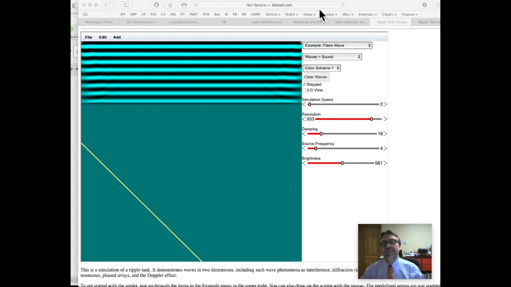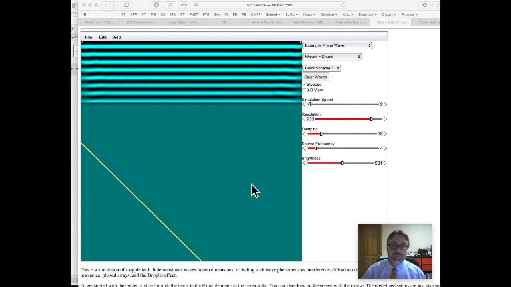But what you see at the top here represents a plane wave, that's P-L-A-N-E, a straight wave moving down from the top of the tank. The bright spot represents the wave peak, or the wavefront, as we'll see in motion. The dark spots represent the troughs of the wave. And this yellow line that I've placed diagonally across the tank represents a wall.